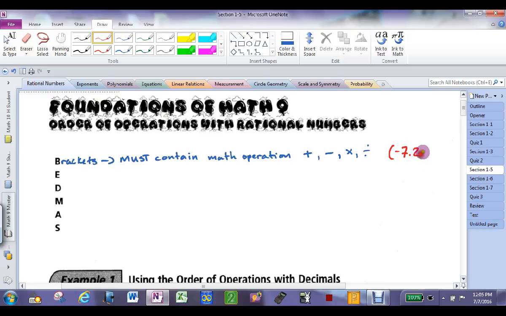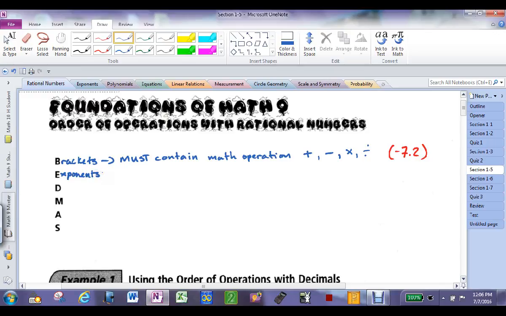Negative 7.2. Is that a BEDMAS bracket? No, because there is no mathematical operation contained in it. That bracket is there to show that that is negative 7.2, not subtraction of 7.2. Do you understand? Everybody with me? So when you see questions, if you see something like that, kids will say, no, start with the brackets! Just like they say, two negatives are positive! No, because this does not contain an operation. Everybody cool?